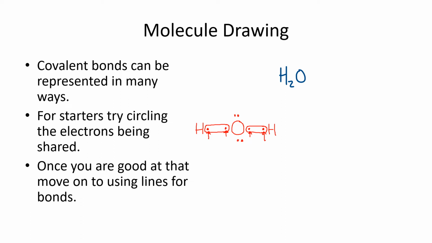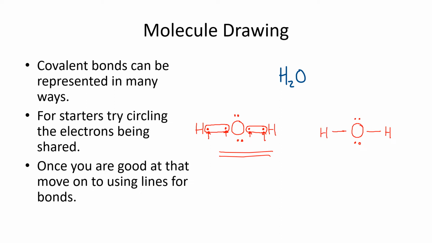The other way of showing molecules that we're going to use this year is to use sticks to represent those bonds. And so I would recommend that you start and practice using this until you get confident with it. And then you can move on to a little quicker method where instead of drawing the two electrons and circling them, you can just draw a line to represent the covalent bonds. They mean the same thing.